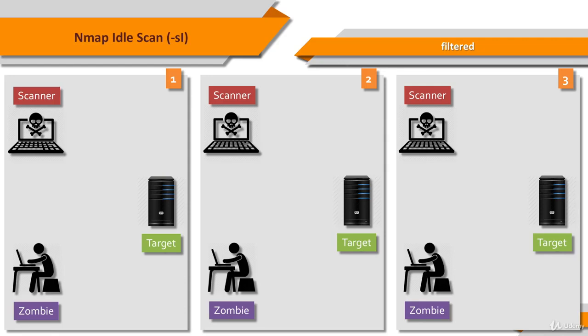The first step is to probe the IP ID of the zombie system. The attacker sends a SYN/ACK to the zombie. Since the zombie does not expect the packet, it sends back a RST with an IP ID.